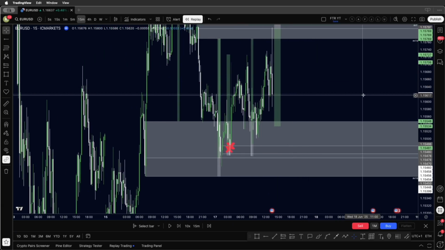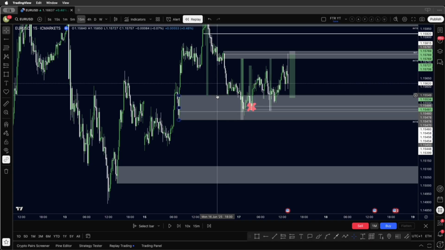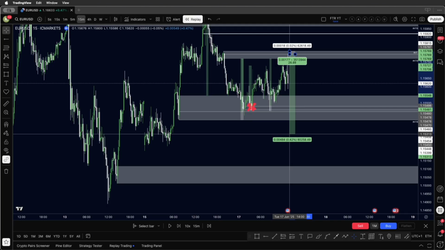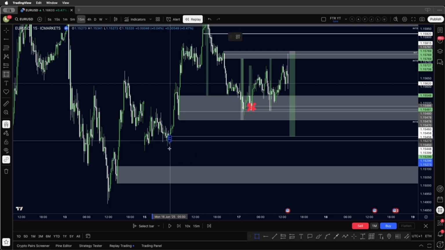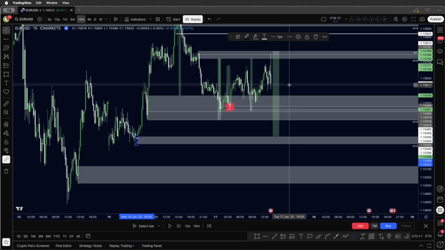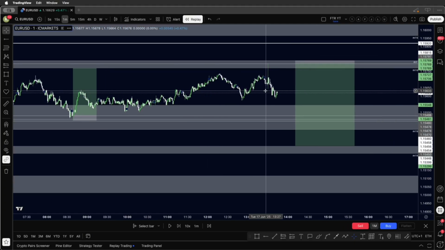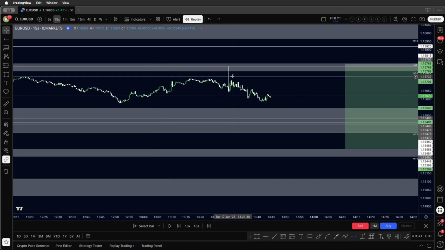Where's your target going to be? I'll get rid of this once we've gone through it. But a realistic target is going to be this order block right there for me. Okay. And that's quite a move, isn't it?